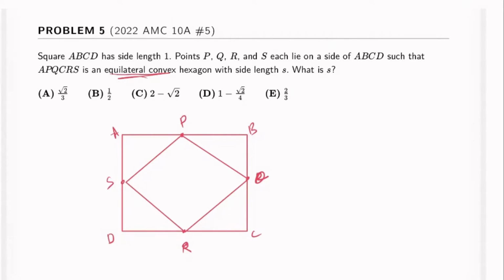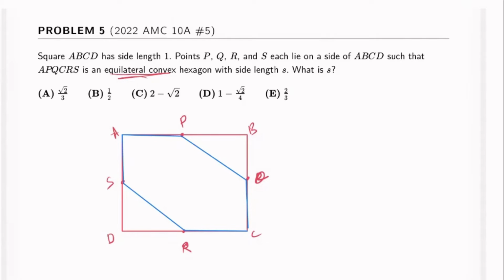Okay, so it doesn't look like an equal convex hexagon, but actually, we don't have the hexagon at all. So we should have something. It says AP, right? So we have the APQ and then CR and S. So you do get something like this. Okay, so I think that's reasonable right now.